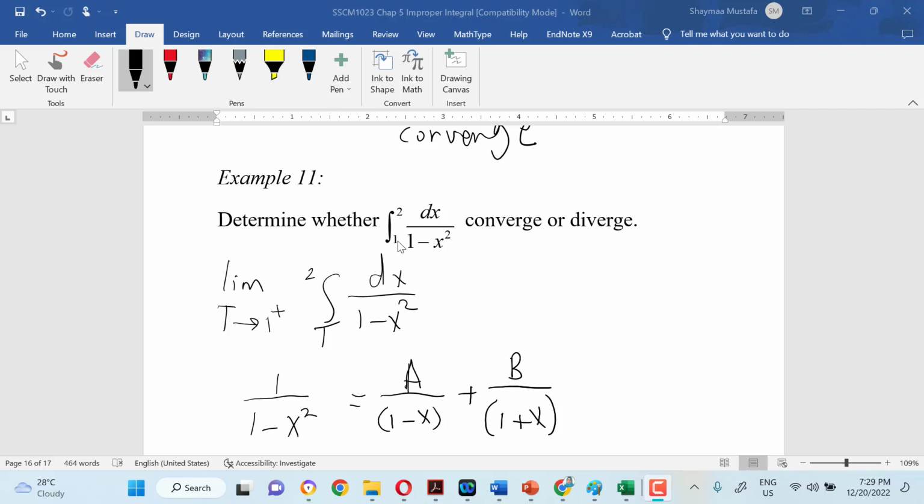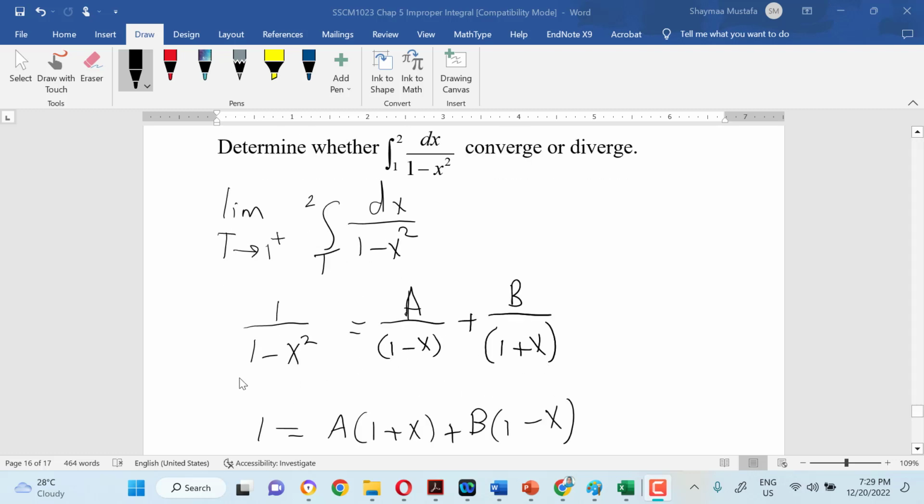So I will replace the lower boundary 1 by variable t, and I will take the limit when t goes to 1 from the right. So the integration will become from t until 2, dx over 1 minus x squared. Because this integration, I will evaluate it by using partial fractions, because 1 minus x squared can be written as a multiplication of 1 minus x and 1 plus x. Linear factors, so the tops are constants.